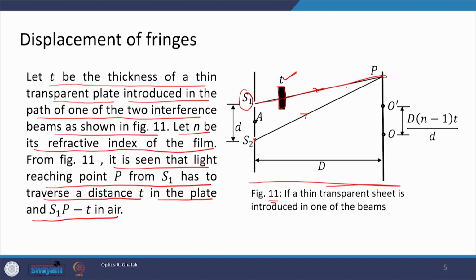But due to the insertion of a thin film of thickness T and refractive index n, the ray will travel S1P minus T path in air. This would be in air, while this thick path would be in the film or plate, whatever you say. Now, the two paths are in different refractive index media, therefore they would be treated differently.